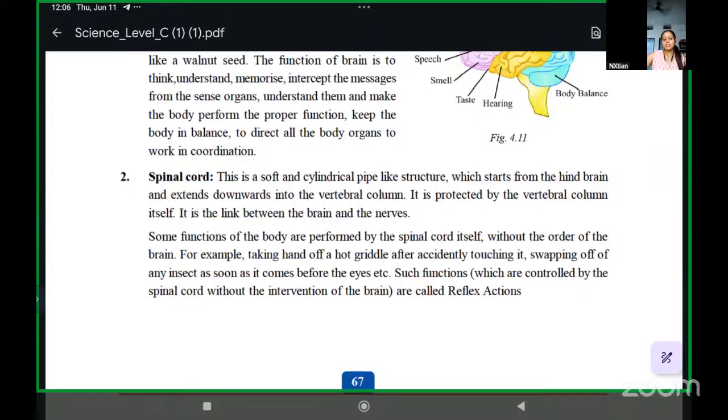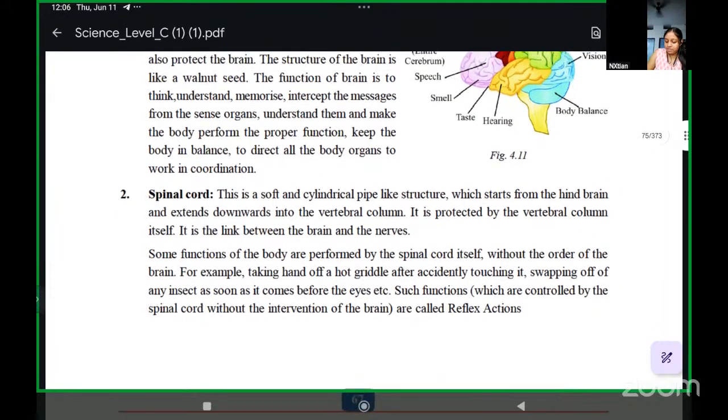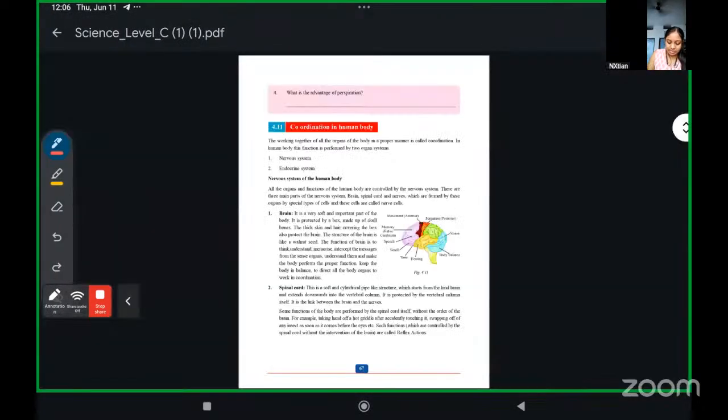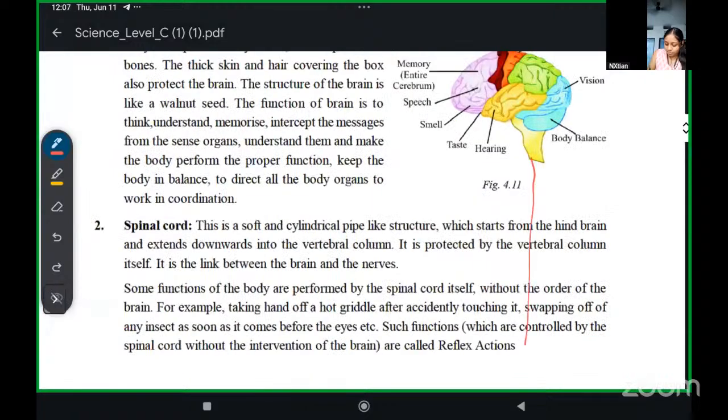Now see, our spinal cord is a pipe-like structure that goes down from here, and it is protected by the vertebral column. In the previous classes I taught you about the vertebral column, the bone-like structures that protect it. Then, the backbone, the spinal cord, is the link between the brain and the nerves.